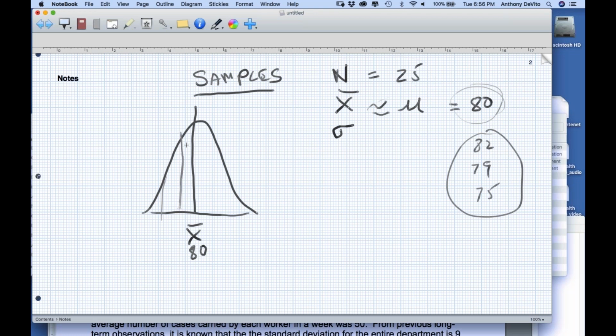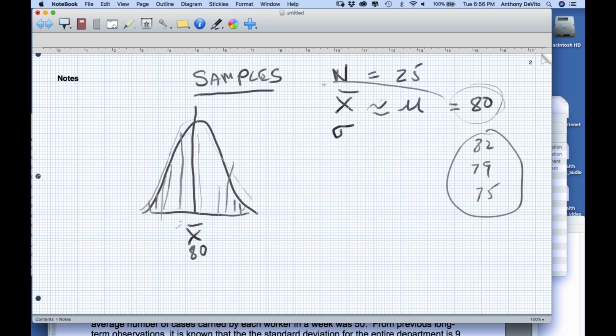And it's likely that they're going to be close to that, maybe 78, maybe 75, maybe 83 or something like that. But then occasionally I'll get an average that's further away, maybe 72, maybe 86, and so forth. But that's going to occur less frequently than the averages that are close to the population mean. And as I get further and further away, the probability of getting a sample mean that far from the population mean is less and less likely. So that's why we wind up with a bell-shaped curve.